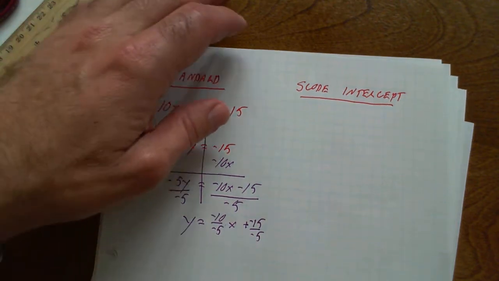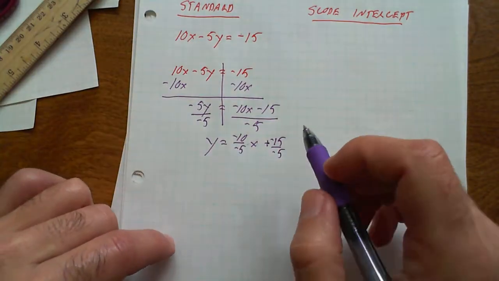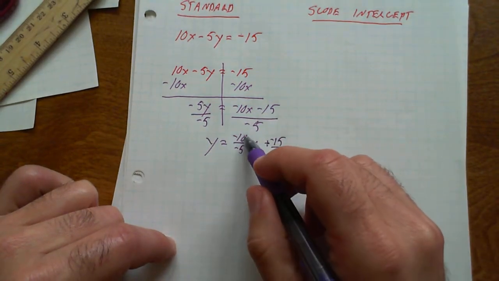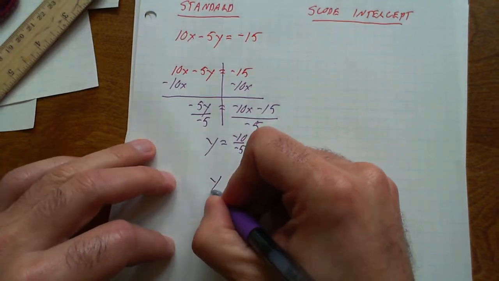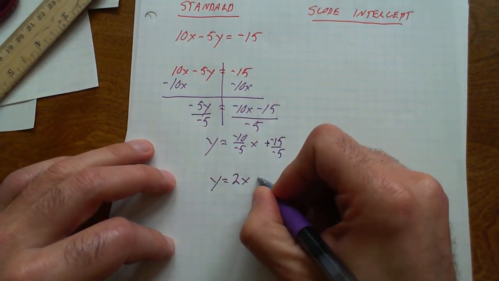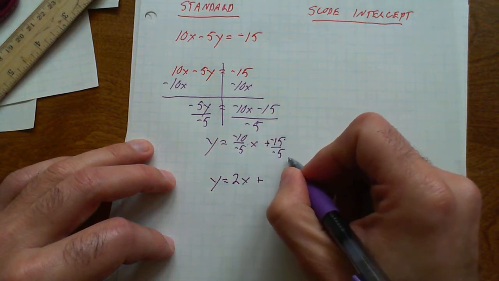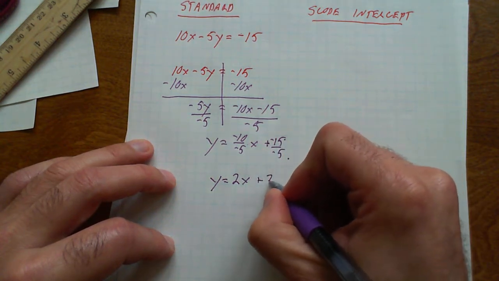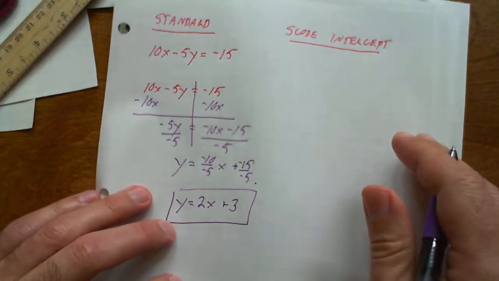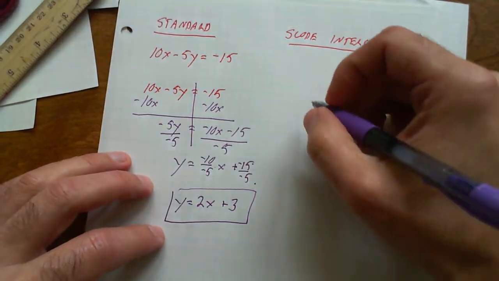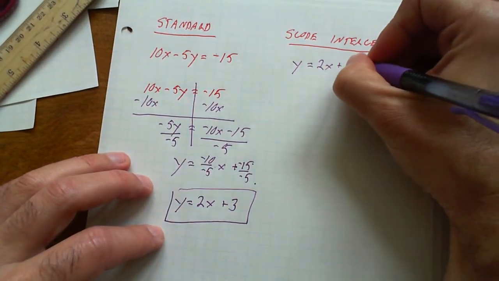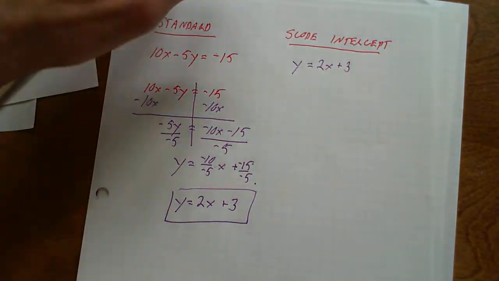You can write it other ways. I could write it as a minus, but since it's a negative over a negative, this is going to end up positive. Negative 10 divided by negative 5 is 2x, plus negative 15 divided by negative 5 is positive 3. So my slope-intercept form is y equals 2x plus 3. Okay, let's go ahead and graph that.